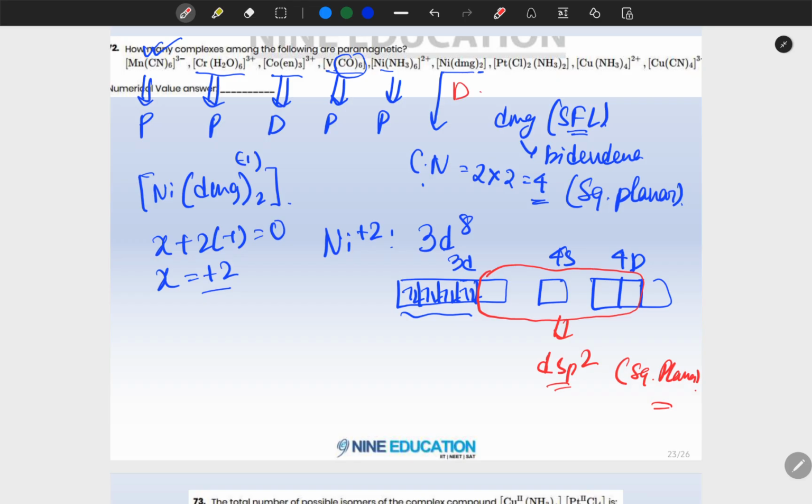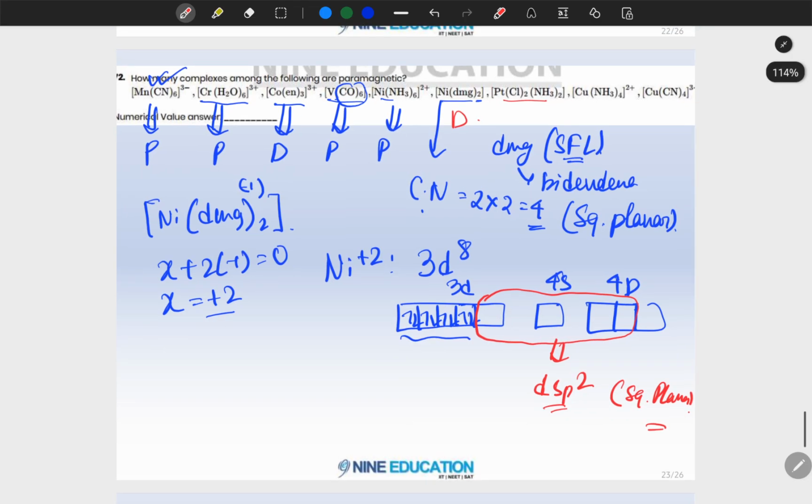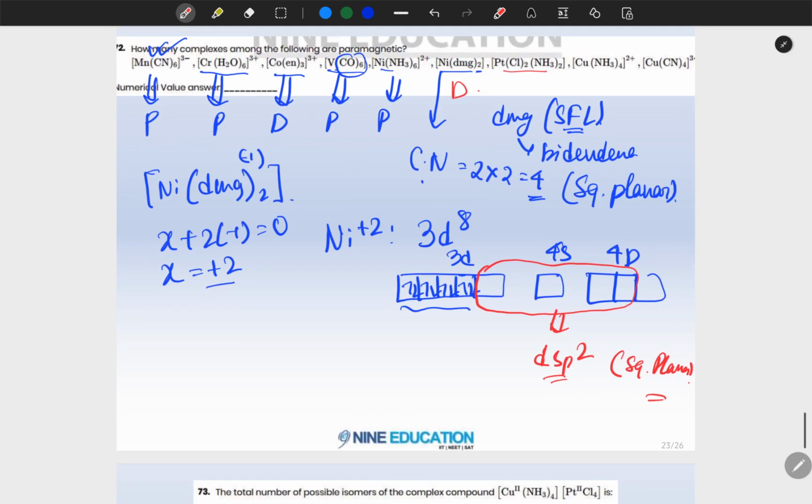Now let's discuss the platinum complex. Obviously, what is the electronic configuration of platinum over here? Not the electronic configuration, what is the oxidation state of platinum over here?